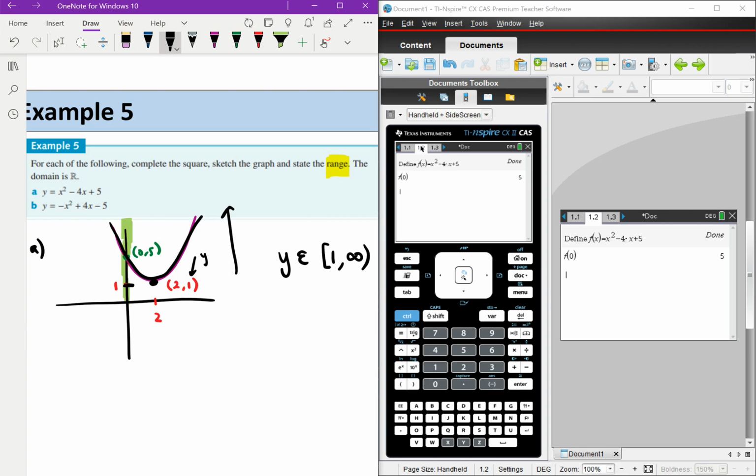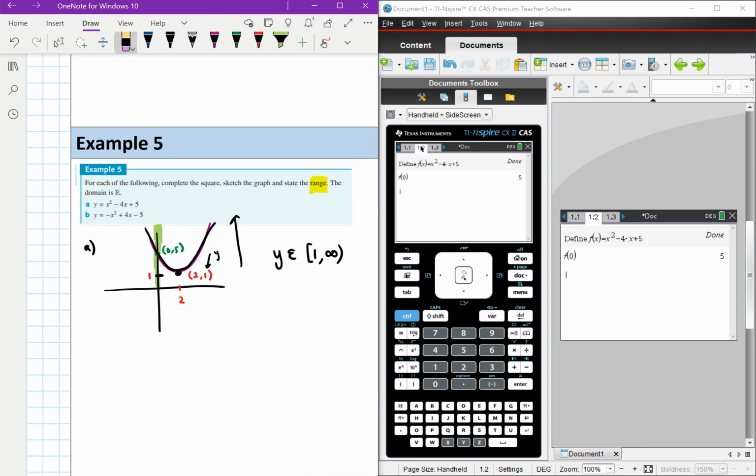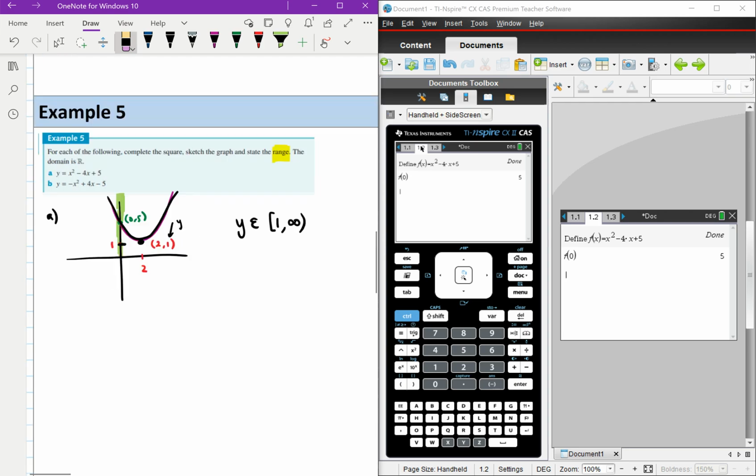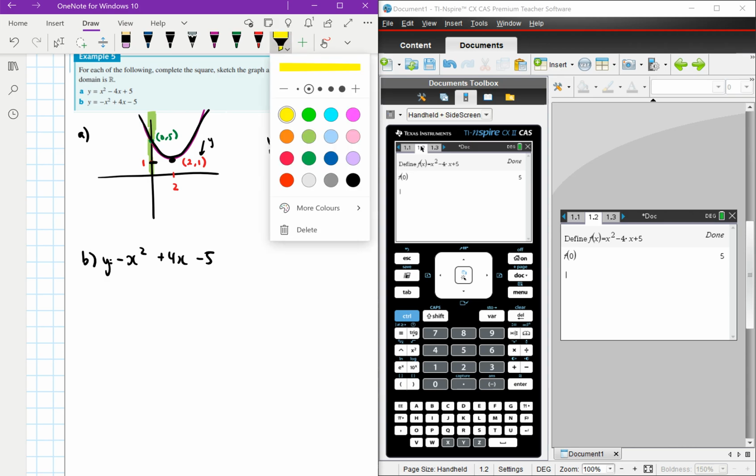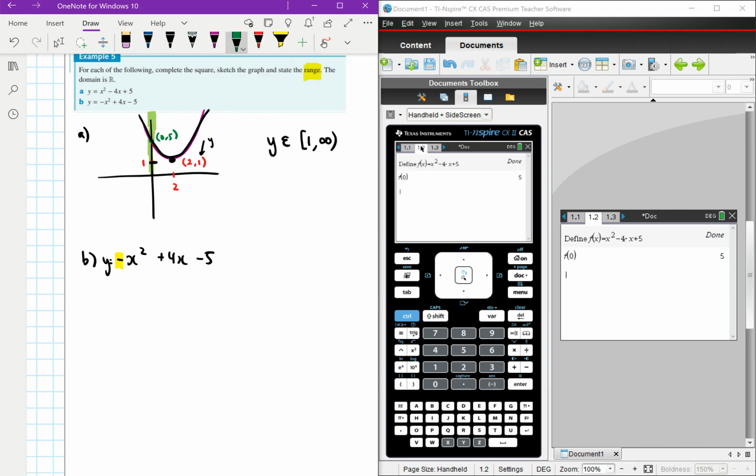See what I'm doing? It's much easier once you can sketch it. If you can't, I would say use the CAS, but yes, you do want to be able to do it without a CAS. You want to be able to do it manually. So if I were to do B as an example, I've got negative x squared plus 4x minus 5. The first thing I see is this negative, so I know that the graph is going to be upside down, or inverted.